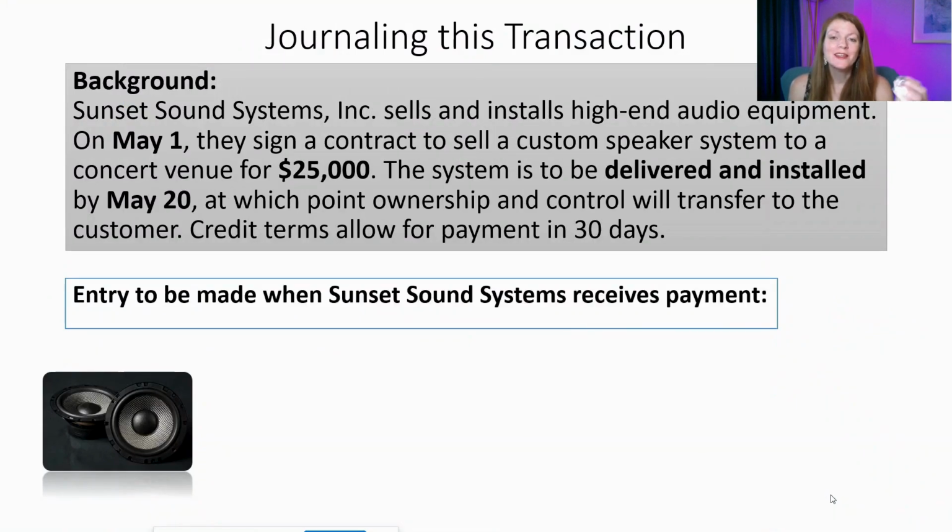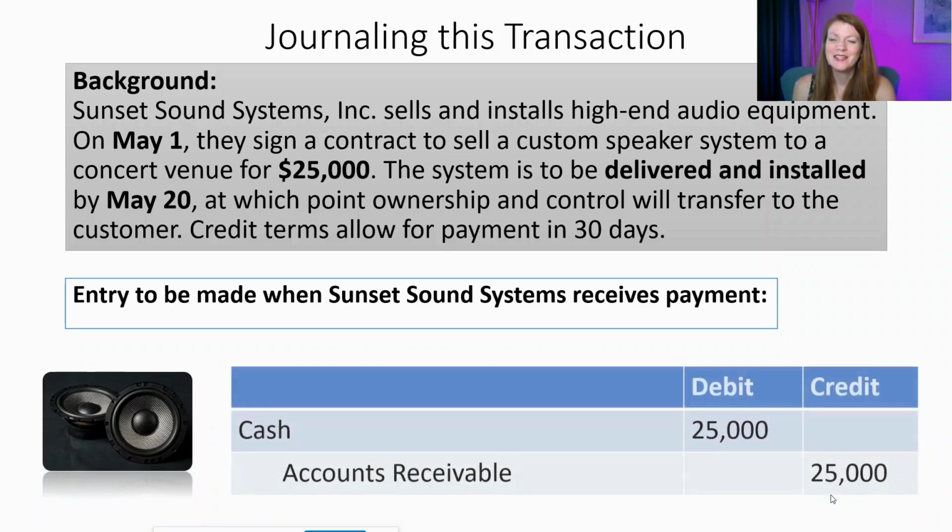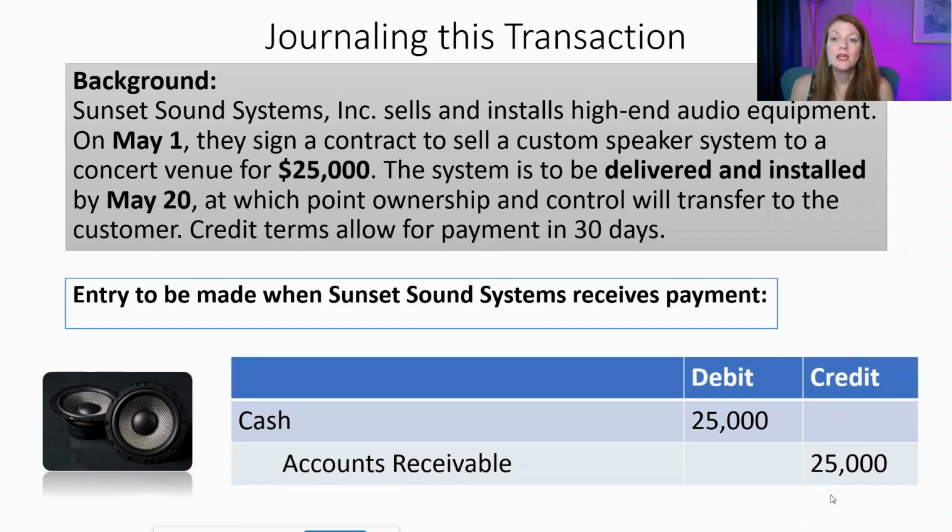So whenever the customer actually goes and pays Sunset Sound Systems, what entry are they going to make at that point? This is a really basic one that we've covered a lot. If you want to pause and try to make it yourself, then go for it. But I'm going to go ahead and show it here in 3, 2, 1. So once they pay, Sunset Sound Systems is going to get rid of that accounts receivable by crediting that asset, and they'll be debiting cash for the $25,000 once they pay within that 30 days of their credit terms. Did you get that one right?